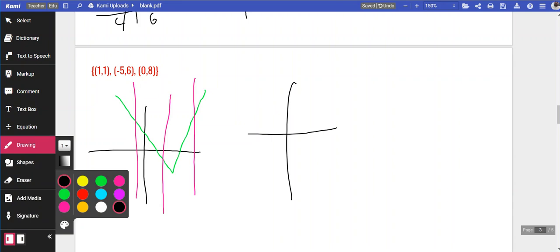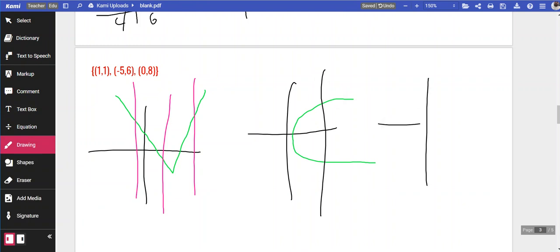Something like this, if I graph this guy right here, is that a function? Well, no, it's definitely not a function, because right here it fails the vertical line test. It touches it in two locations. What about this graph? That too is also a function, because it passes the vertical line test. So that's kind of like a review of what we had to talk about.